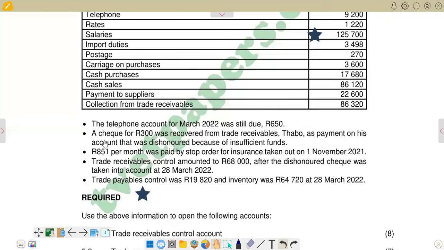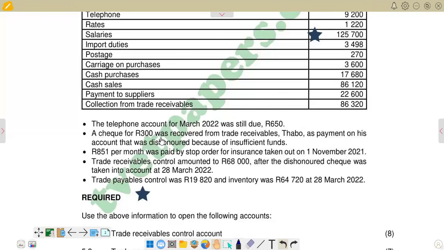If you go to the second point, a check for 300 rands was received from trade receivables, Tabo, as payment on his account that was dishonored because of insufficient funds. So what does it mean? It means this check was already recorded in our books as a payment that has been made, but later on they discovered that it's a dishonored check. It means it wasn't processed at the bank. So what does it mean? It means we have to remove the payment that has been made.